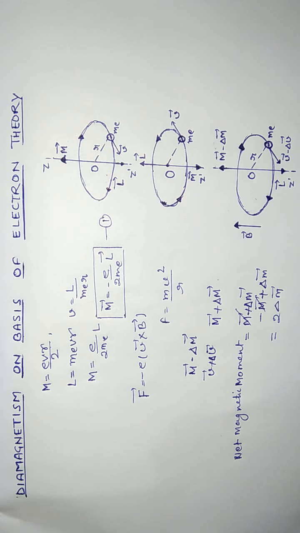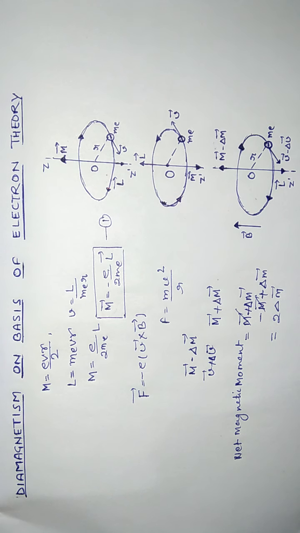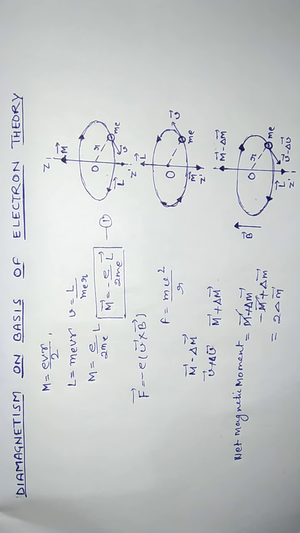Here the negative sign indicates that the direction of the magnetic dipole moment is opposite to the direction of angular momentum. Here you can see in this diagram, the magnetic dipole moment is in the upward direction while the angular momentum is in the downward direction.